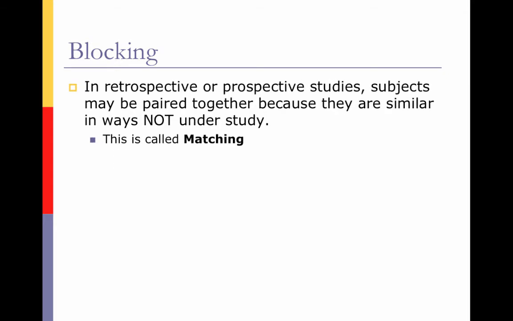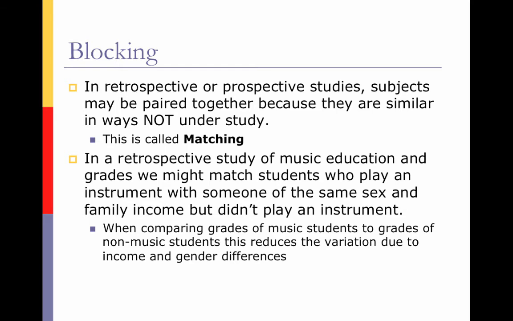Continuing to look at blocking, it can be applied to observational studies as well. In retrospective or prospective studies, subjects may be paired together because they are similar in ways that are not under study. Instead of being called blocking, we actually call this matching. For example, in a retrospective study of music education and grades, we might match students who play the same instrument with somebody of the same sex and family income, but didn't play an instrument. When comparing grades of music students to grades of non-music students, this reduces the variation due to income or gender differences, which could have an effect.